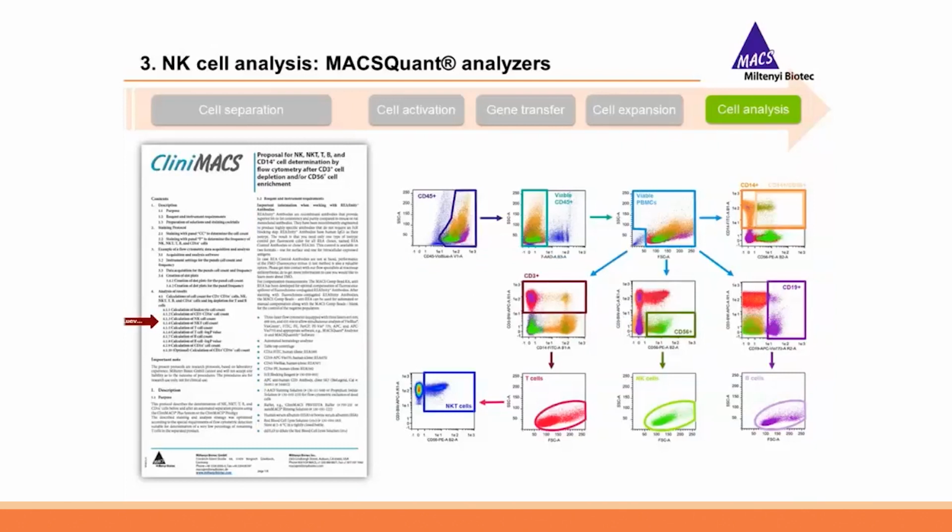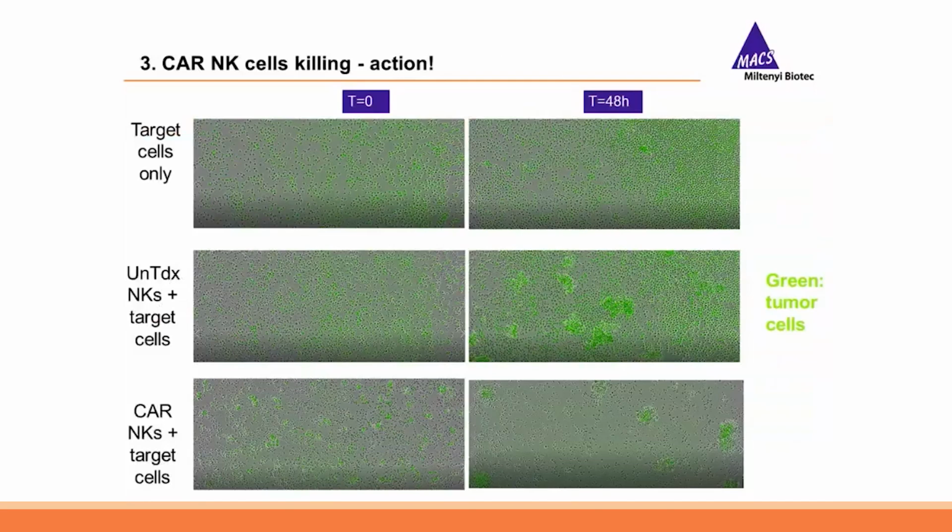And to finalize, I want to give you just a snapshot. This was a movie, but it's really hard to show movies. Just in general, here we just have the action of CAR NK cells. In green, you have the tumor cells. So if it's the target cells only, of course, they reproduce and they're growing. If you put some NK cells that are non-transduced, there's a little bit of killing, but not so much. This is a cell line that is resistant to NK cell killing. And if you infuse CAR NK cells, then you will see very nice killing, some remaining tumor cells, but NK cells are able to kill very well.